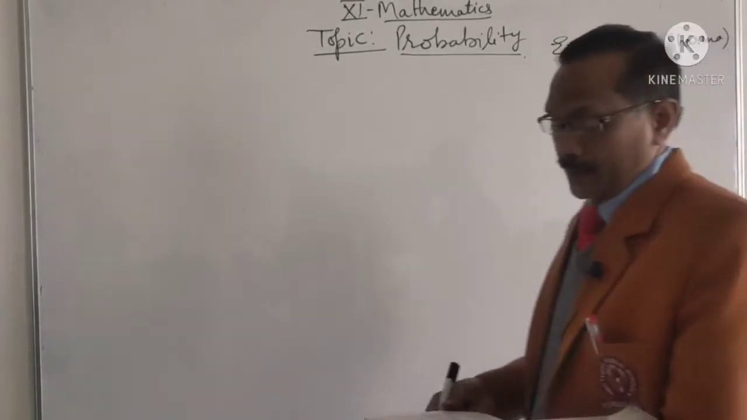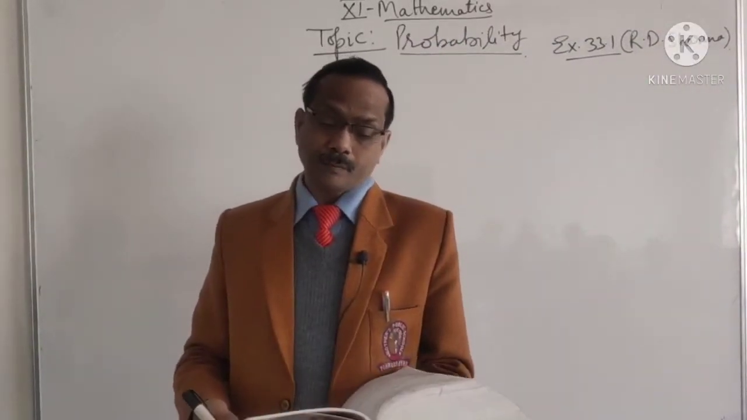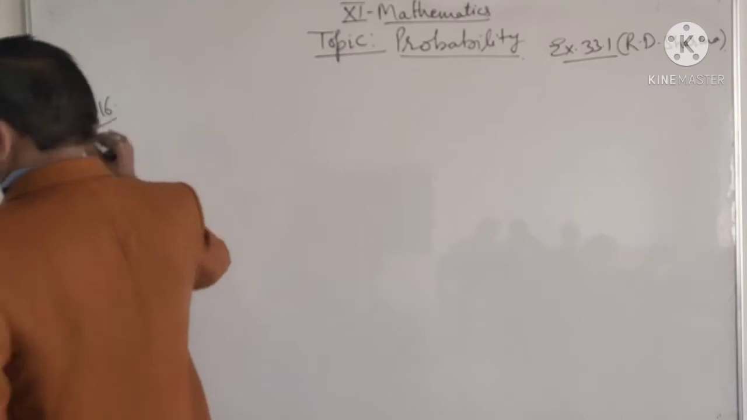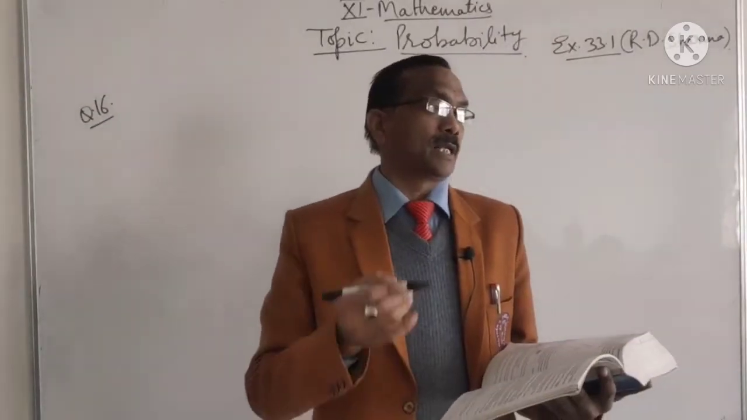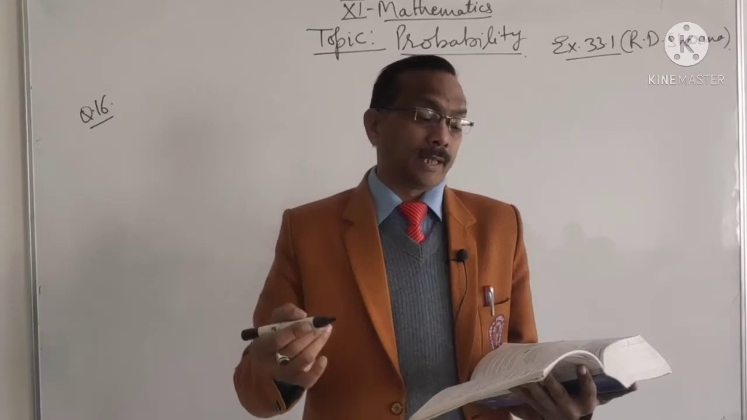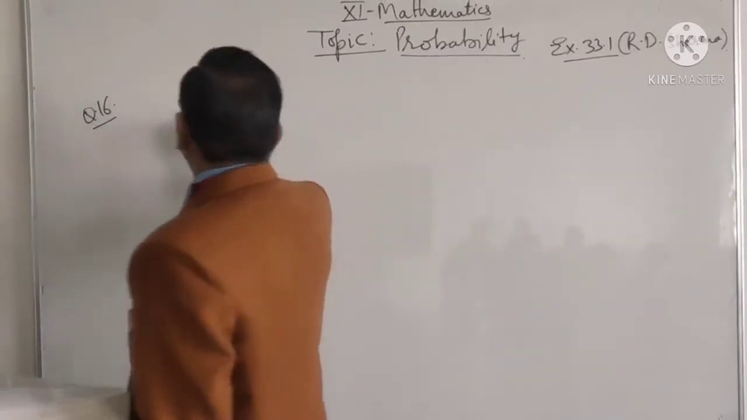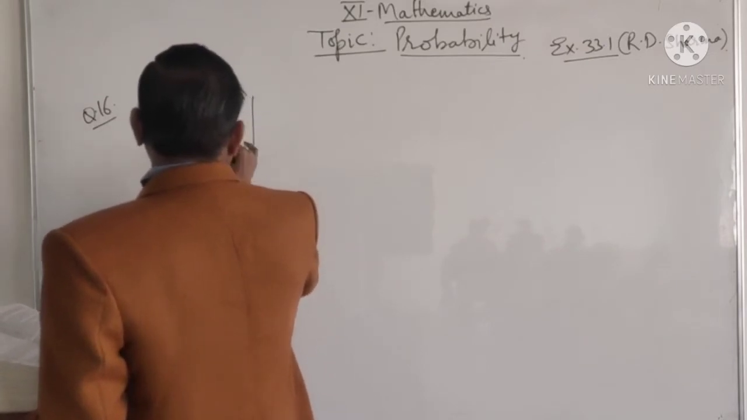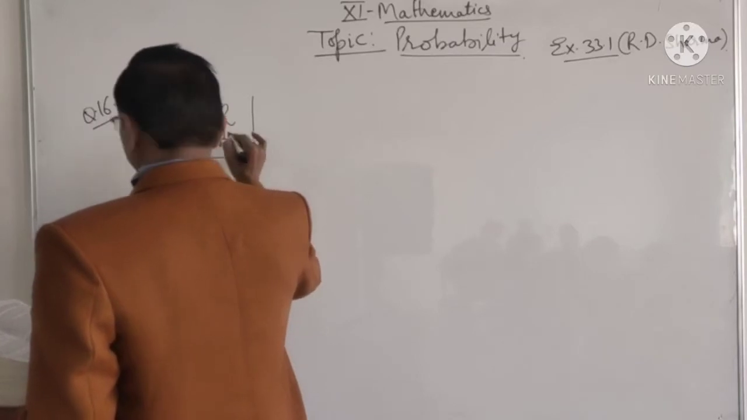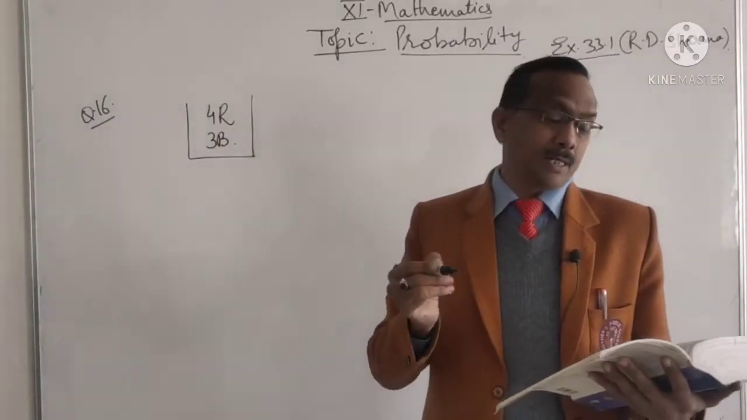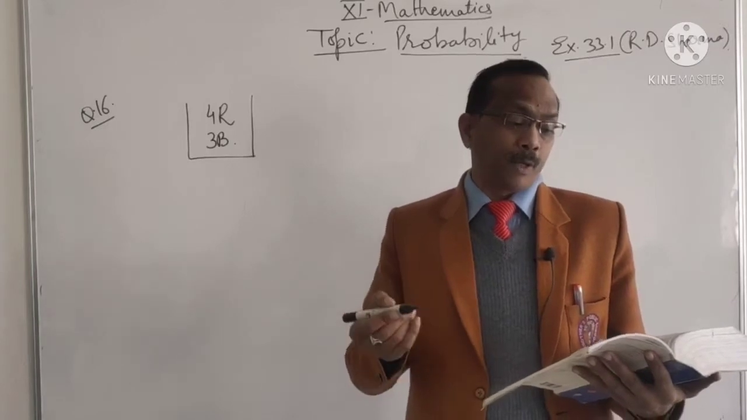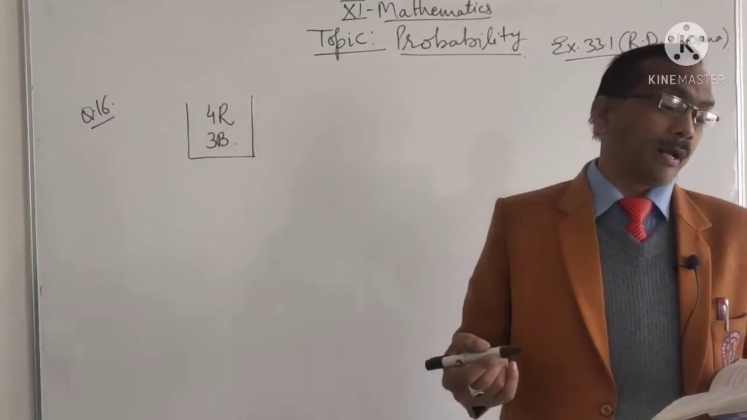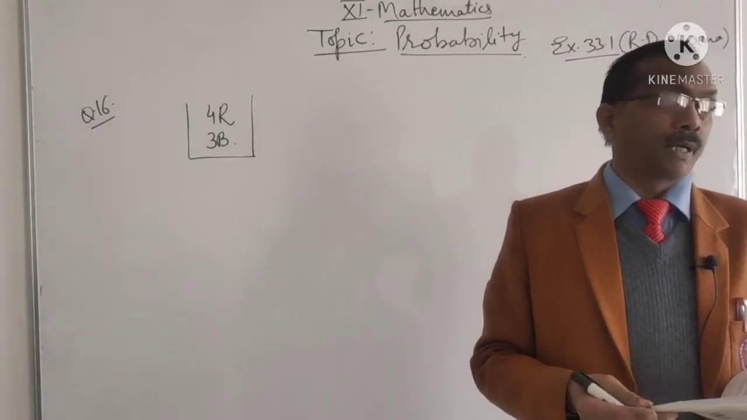Student, now next is question number 16. A bag contains 4 identical red balls and 3 identical black balls. So there is a bag that contains 4 red balls and 3 identical black balls. The experiment consists of drawing one ball, then putting it into the bag, again drawing a ball. What are the possible outcomes of the experiment?